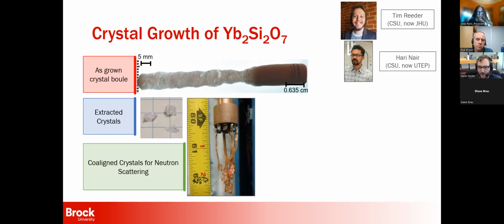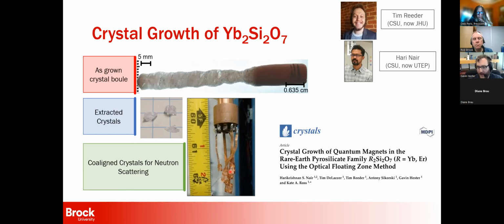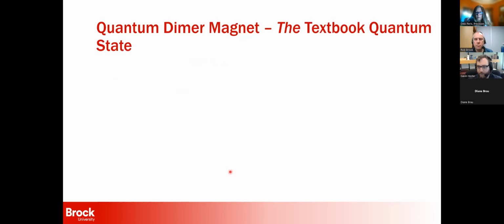We then strap these down with some copper thread, and we actually use a fluorinated glue to secure them to the system. And that worked out quite well. If you're interested in more of the details on the synthesis of this, we do have a synthesis paper that came out, and there's the reference there if you're interested. Okay, so that was the crystal growth.